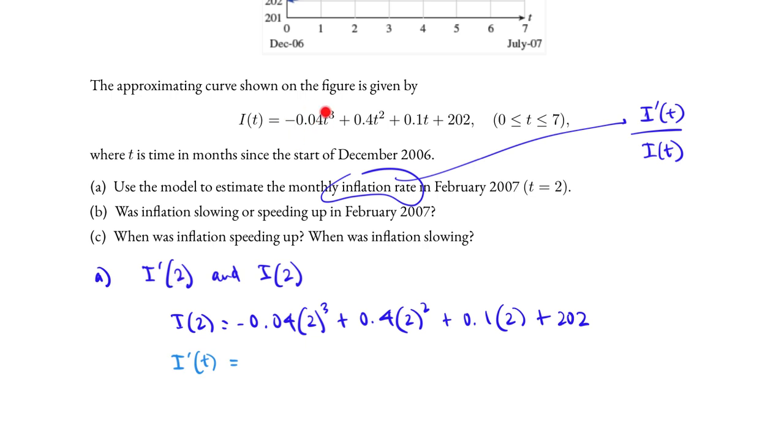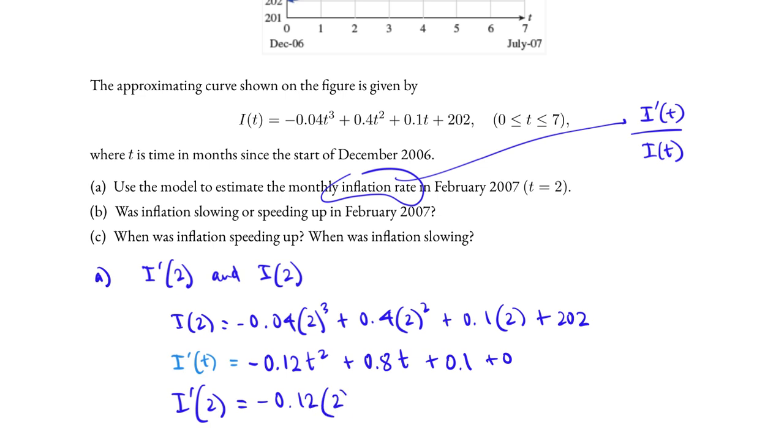Always find the derivative first before we plug in the numbers. The derivative of the first term, -0.04t cubed, is -0.12t squared using the power rule. The derivative of 0.4t squared is 0.8t. The derivative of 0.1t is 0.1, and the derivative of 202 is 0. And so I'(2) is -0.12 times 2 squared plus 0.8 times 2 plus 0.1.